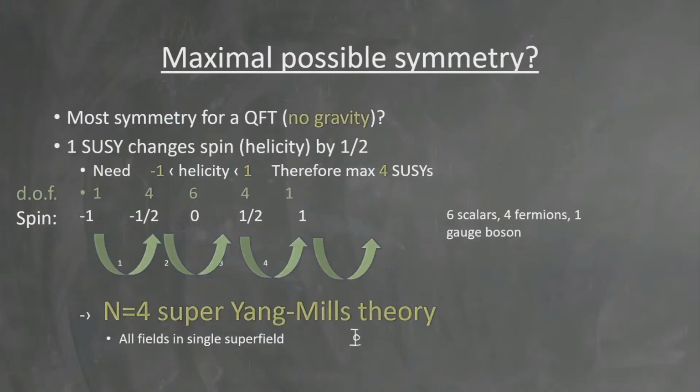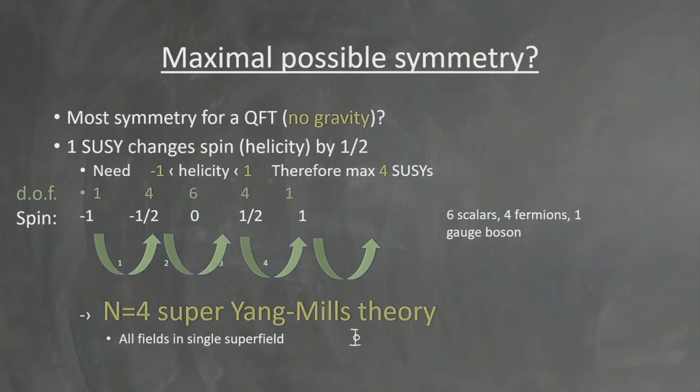Okay, so you can ask what's the maximal possible supersymmetry that you can have? It's a very easy argument. Maybe I don't have time to go through it, but basically you can do 4 jumps to go from helicity -1 to 1. If you have more than 4 jumps, you inevitably go to spin 3 halves, which then becomes gravity. So if you just want a non-gravitational theory, N equals 4 is the most supersymmetry you can have. And I just really want to advertise N equals 4 Super-Yang-Mills theory.